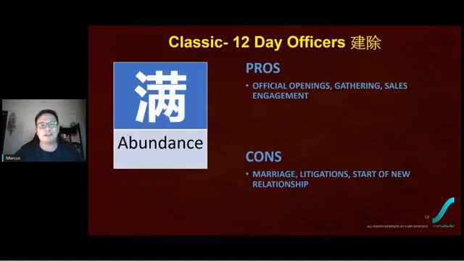Removing doubts. Okay. Abundance in Chinese is 满日. It's very good because the vibrations are actually amplifying, multiplying. So it's a very good day for official openings to garner sales, positive attention, happiness. Also a good day for gathering because a lot of people are around, so a lot of exchanges in a good way, of course. And the olden days also considered it especially good for sales engagement, because it implies a lot of sales coming in as revenue for your business, your company.